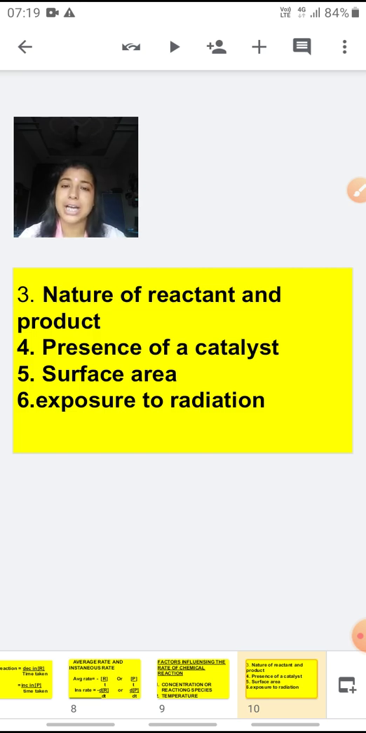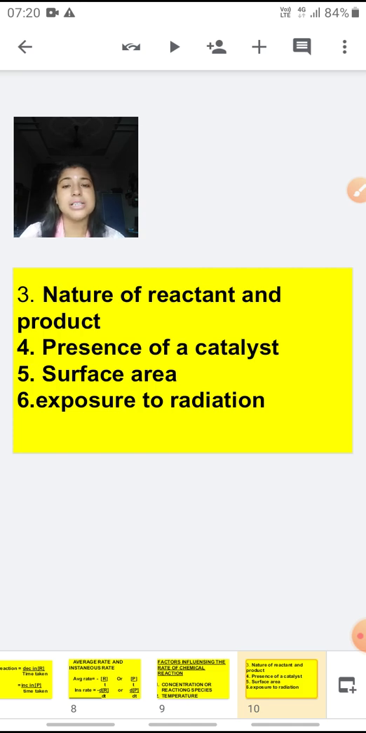Now the fourth thing is presence of a catalyst. Does the presence of a catalyst increase the rate of reaction? What do you think? What is a catalyst? Yes, a catalyst is something which increases the rate of chemical reaction, in the backward direction also and in the forward direction also. So you can say with the presence of the catalyst, the rate of reaction increases, but in both the directions.